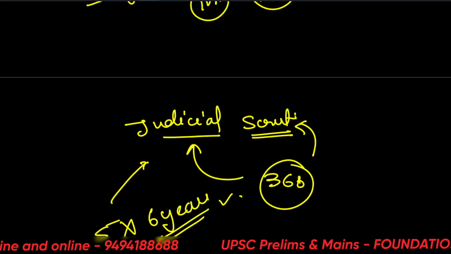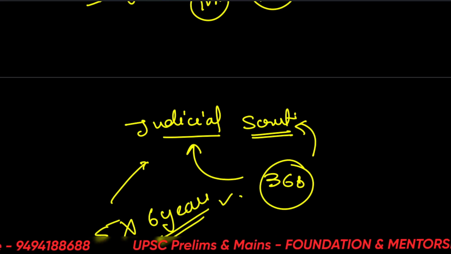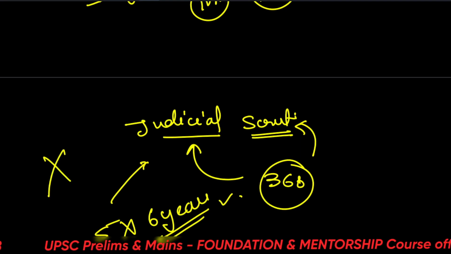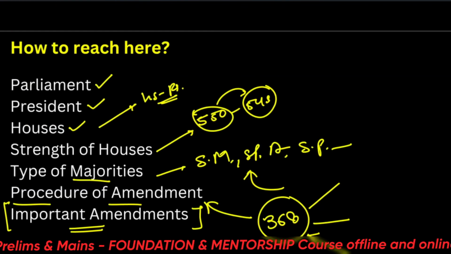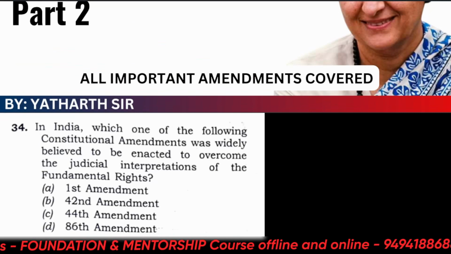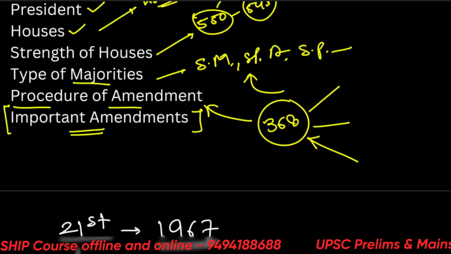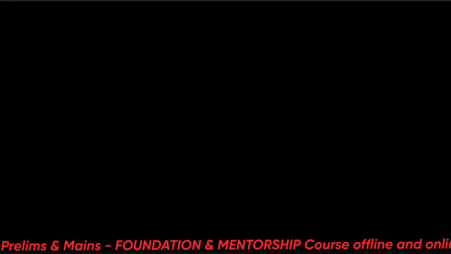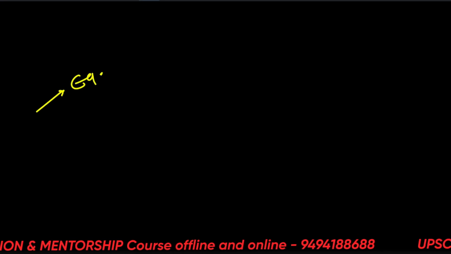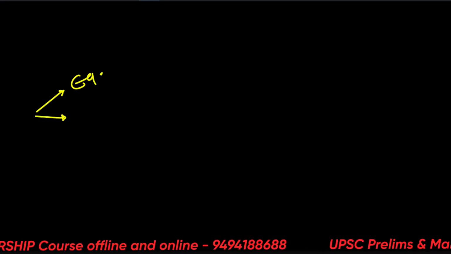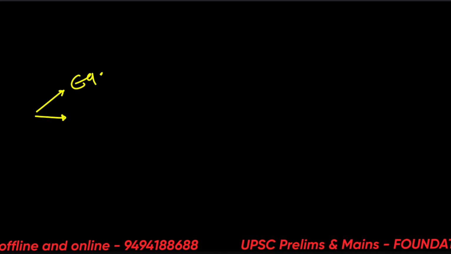Provided that the laws made for implementation of DPSP cannot be declared invalid by the courts on the grounds of violation of fundamental rights. So we are slowly coming back to the question, but this article is not given in the options. It's given in the option, in the 42nd one. So I hope you are getting the point now, where the answer is coming from. It also added 3 new DPSP. What? Equal justice and free legal aid. The participation of workers in the management of industries and protection of environment, forest and wildlife.